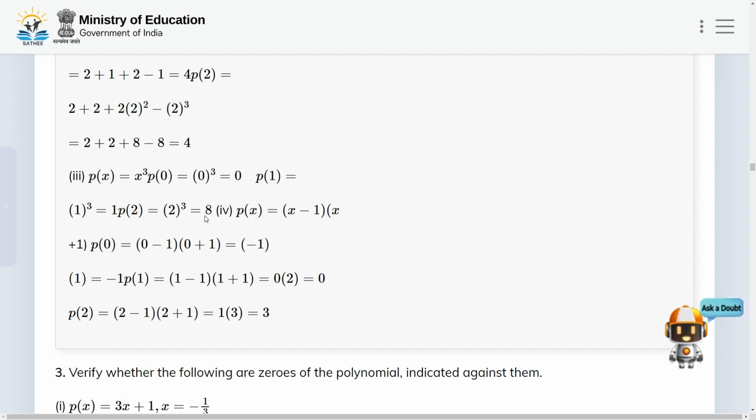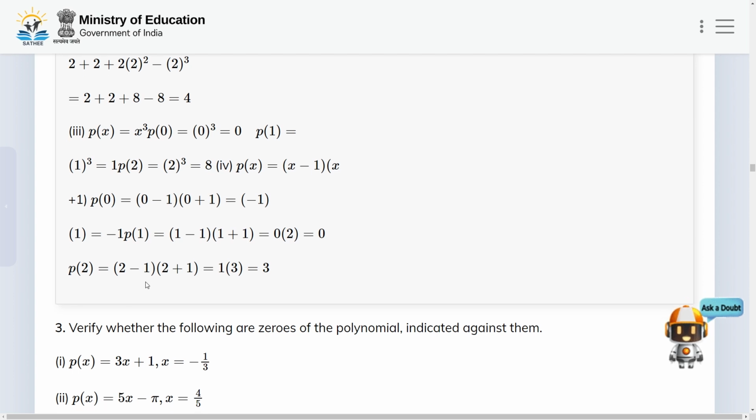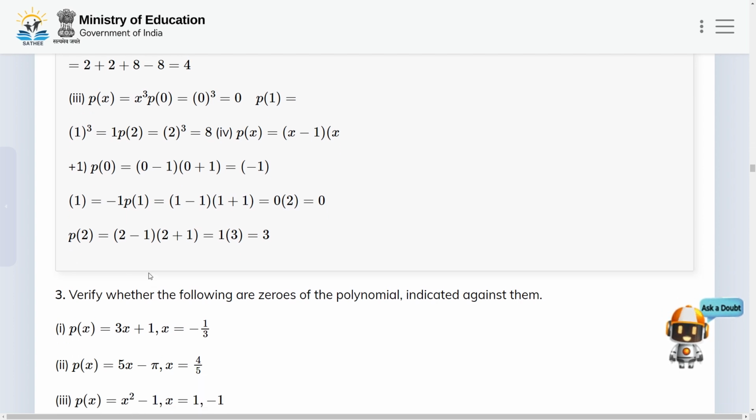Okay, and p of 1 is equal to 1 minus 1 times 1 plus 1, that is equal to 0 times 2, and this is equal to 0. And p of 2 is equal to 2 minus 1 into 2 plus 1, and this is equal to 1 into 3, and this is equal to 3. Okay, so now let us move to the next problem.